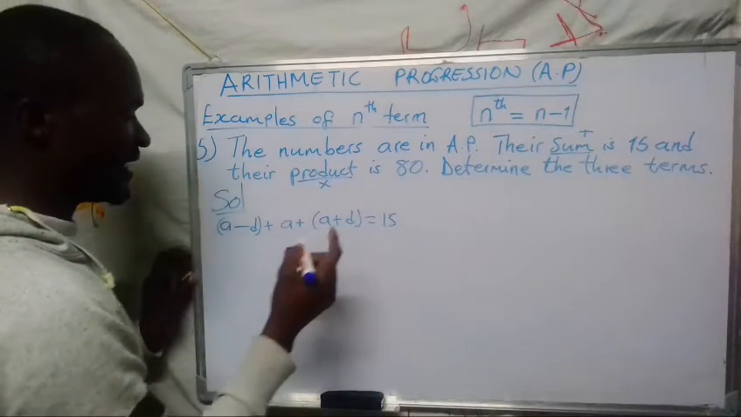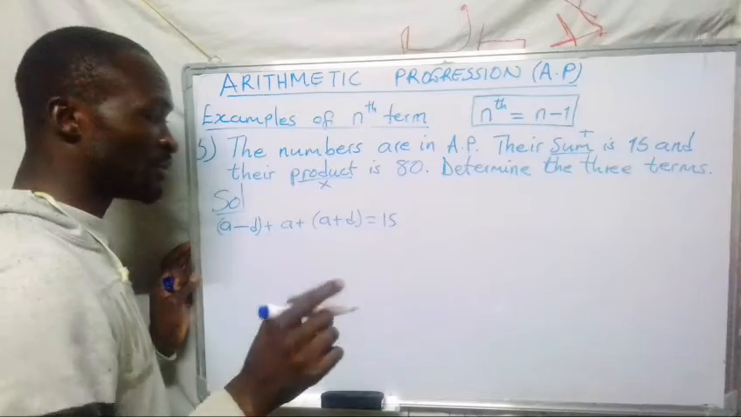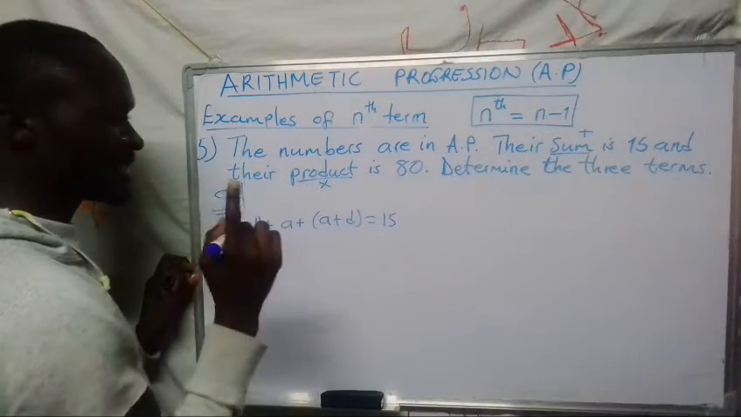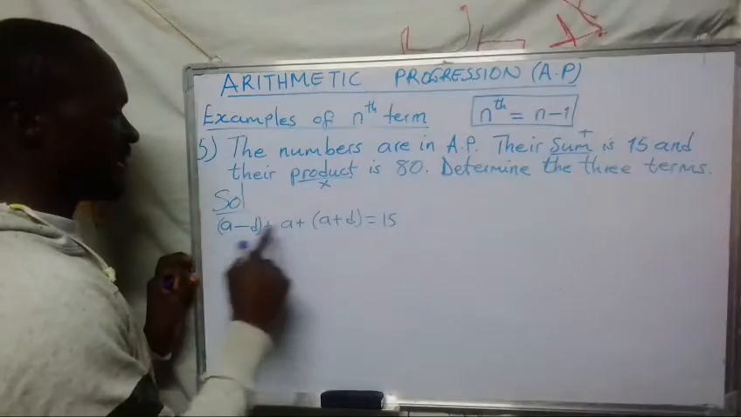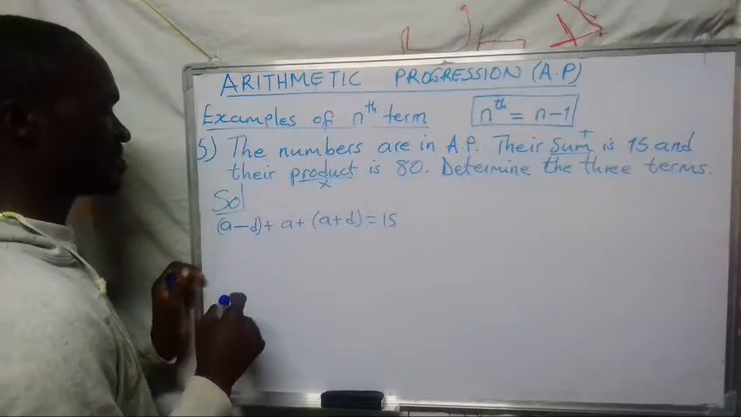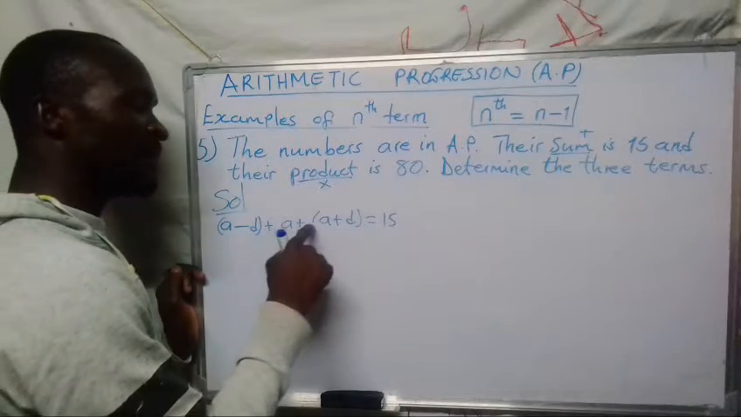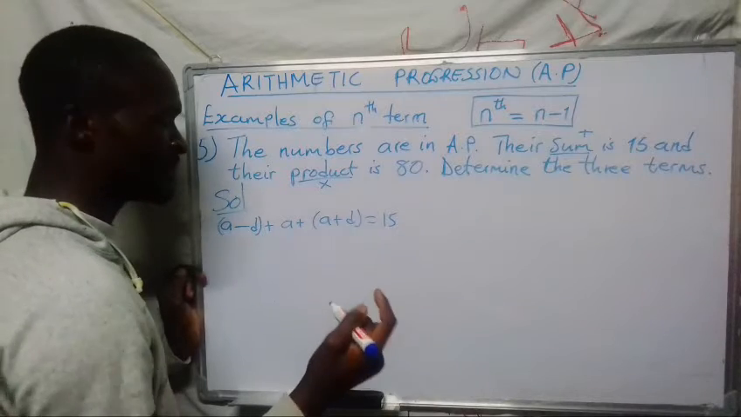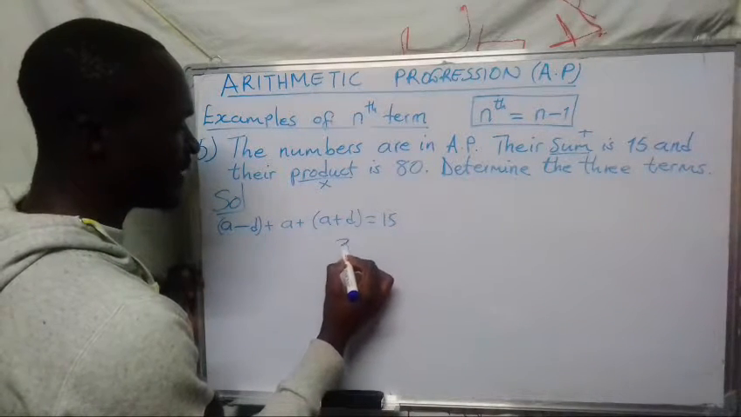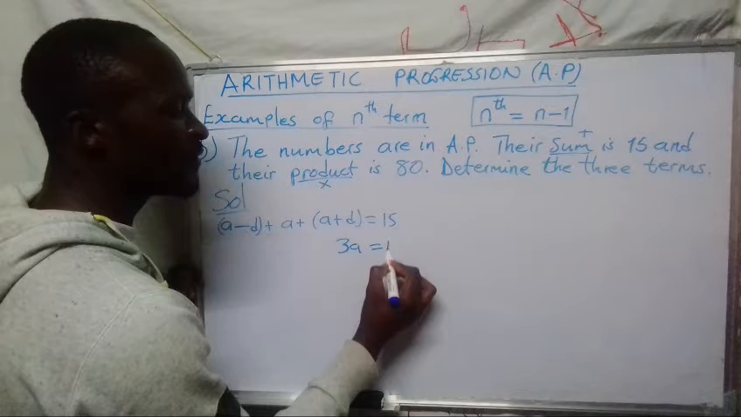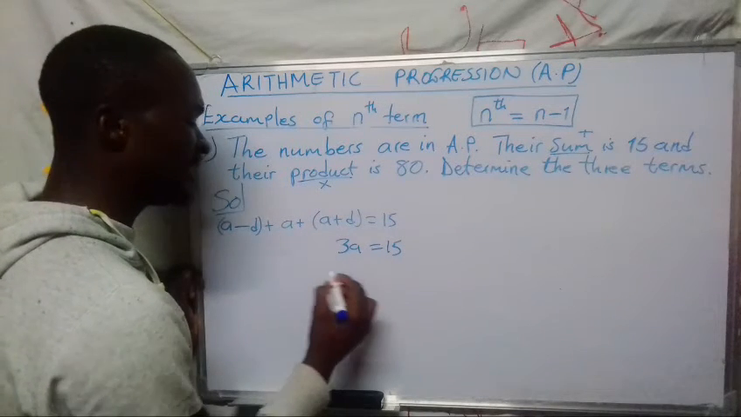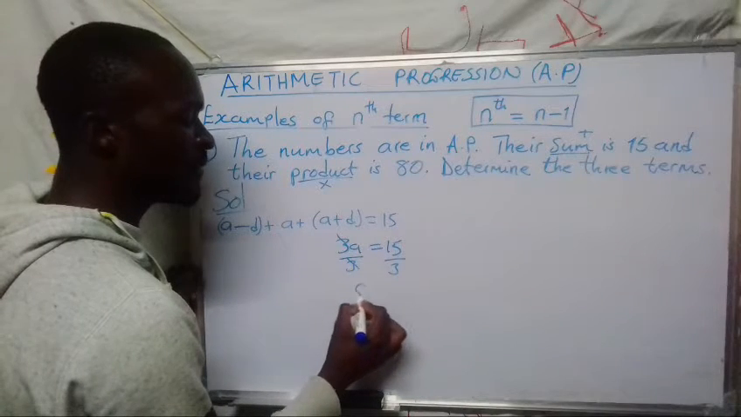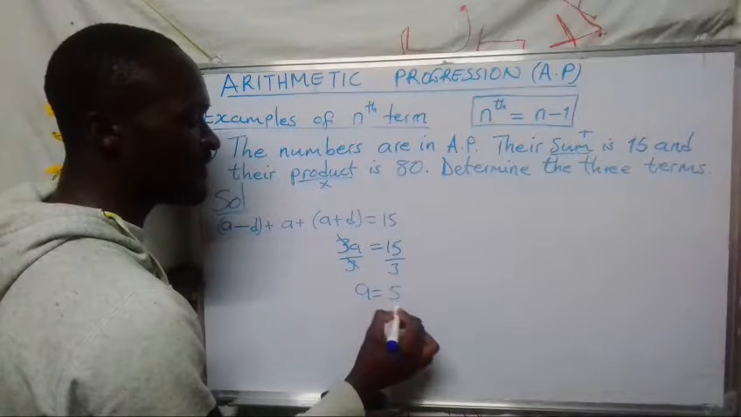Now what we are supposed to do is the product. First, let's do this. The A plus A plus A will give you 3A, and negative D plus D is 0. Therefore, you are going to have 3A equal to 15. Then you divide both sides by 3. You will come up with the value of A to be 5.